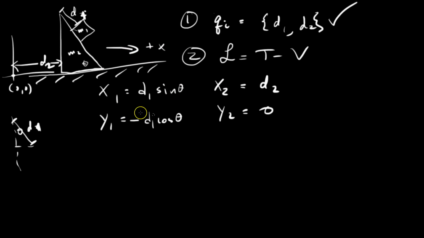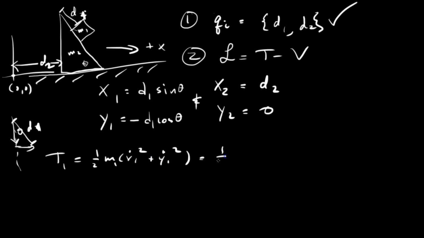Okay, very, very simple. x1 is d1 sine theta, y1 is negative d1 cosine theta. x1, x2, y1, y2. Now, kinetic energy. T1 is 1/2 m1 times x1 dot squared plus y1 dot squared. Right? Just 1/2 mv squared. Well, what's x1 dot? It's just the derivative of this. Sine theta is just a constant, since theta is fixed, so it's d1 dot. And y1, same thing, negative cosine theta d1 dot.